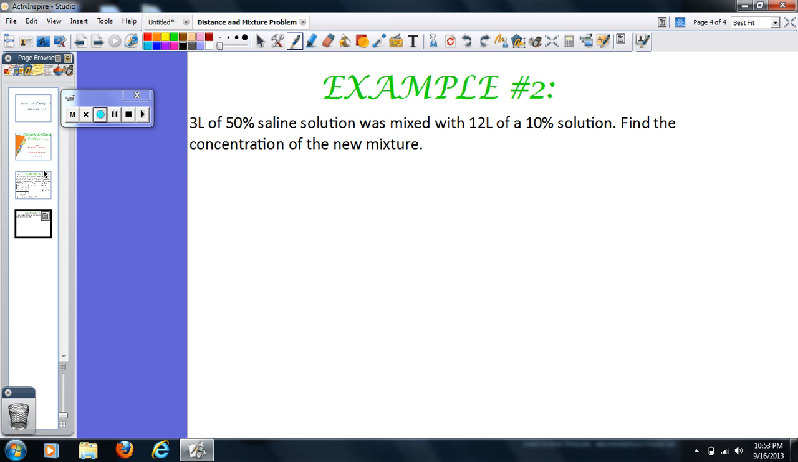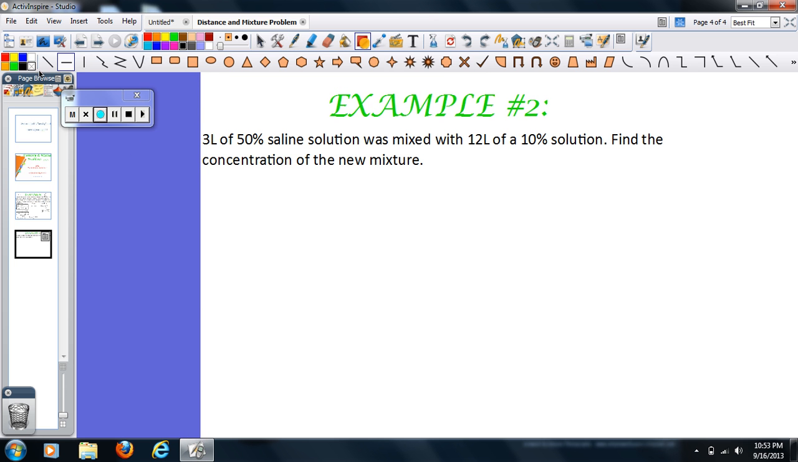Now we're going to get to our mixture problems. This is going to be done similar to what we just did. You're going to want to do a chart. Alright, let's fix this. Okay, so this is going to be using a chart.